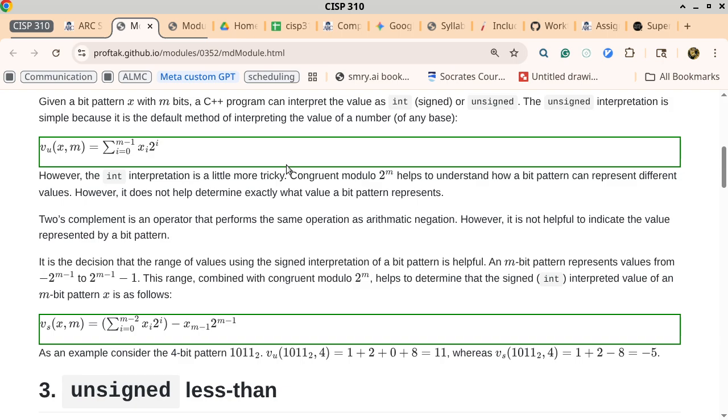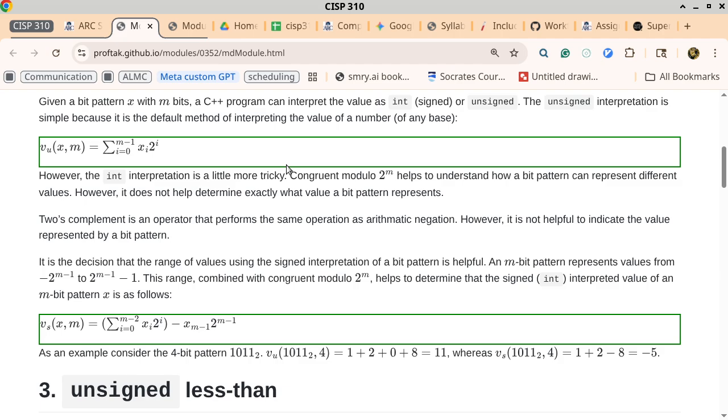VU of X, M. Okay. So if you have not read the notes, this might take a little bit of time. VU means the value interpreted unsigned. That's what the U is, unsigned. V stands for value. X itself is a bit pattern, which means it's a binary number, a bunch of zeros and ones. And then M means we only want to interpret up to M bits. So it basically tells us which portion of the bit pattern X we want to interpret as an unsigned number.